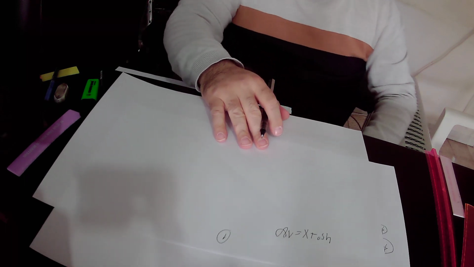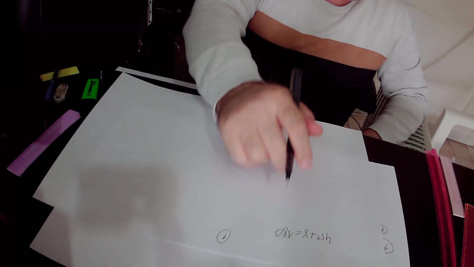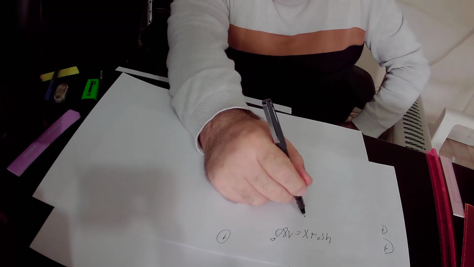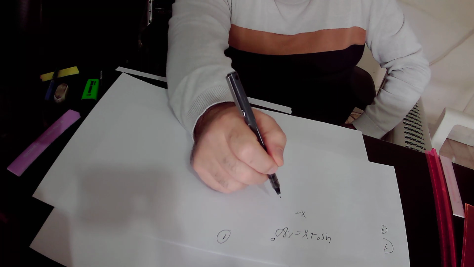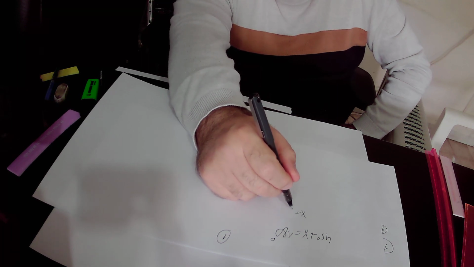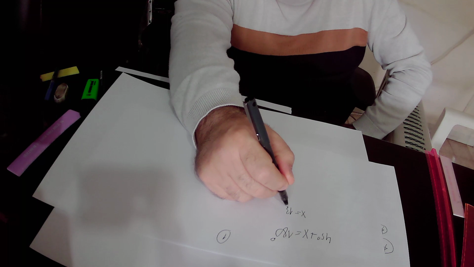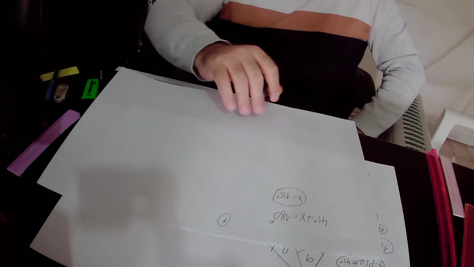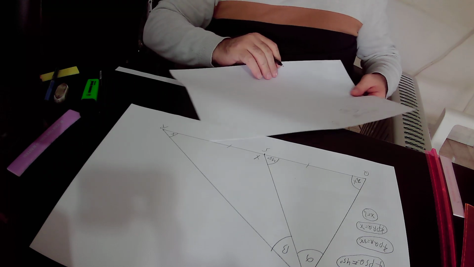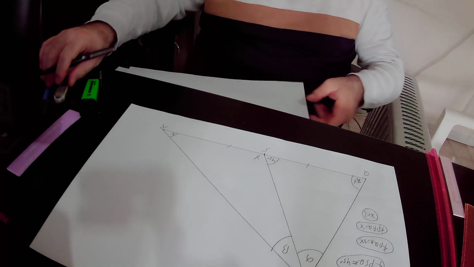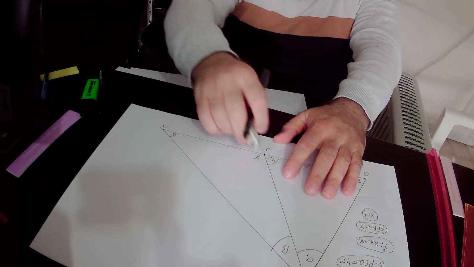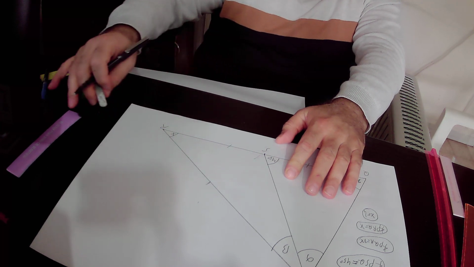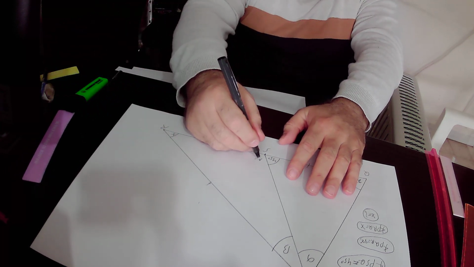So here we will subtract 45 degrees from this equation, and we will get that x equals 180 degrees minus 45 degrees, which is 135 degrees. So we found that angle x equals 135 degrees. So we can substitute x by 135 degrees.